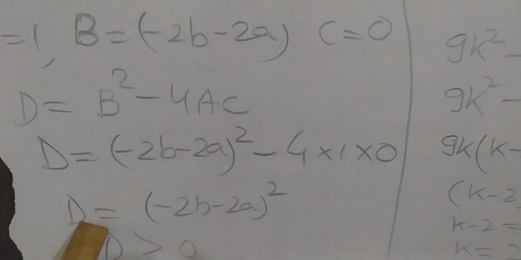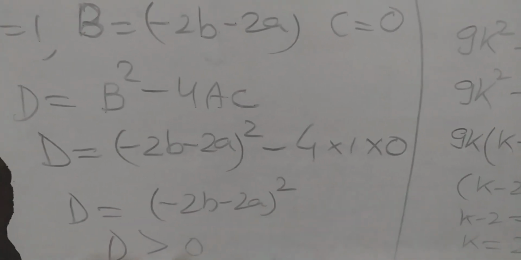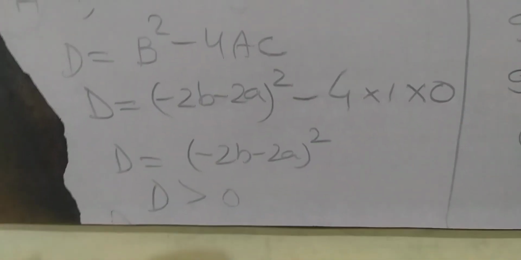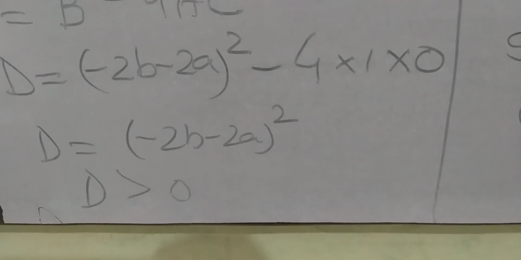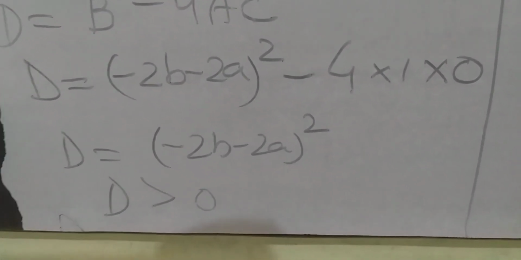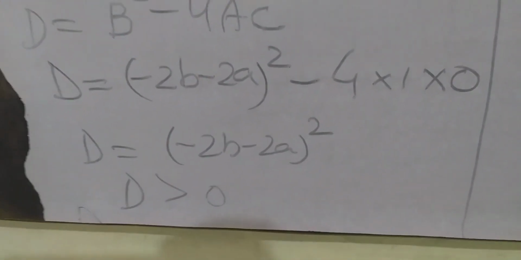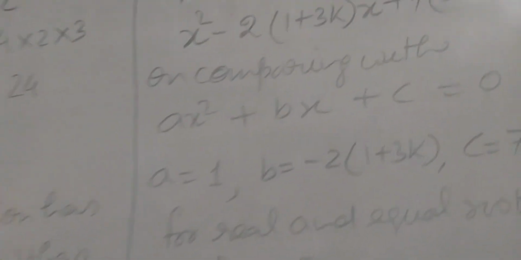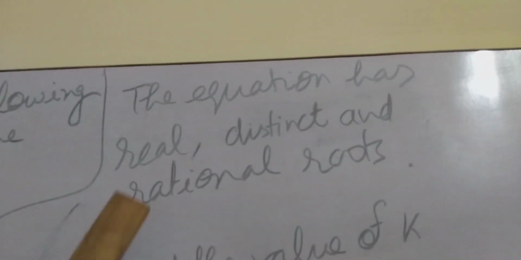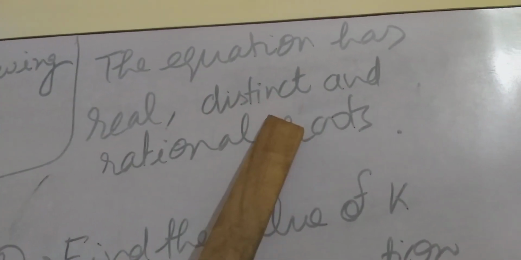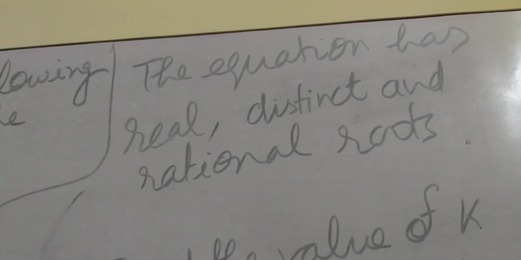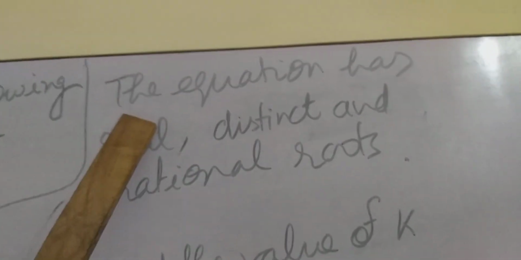So only what value is left? D equals minus 2b minus 2a whole square. It is a whole square, so we can say it is positive, because we know that squares are never negative. So D is greater than 0. Okay, students? Yesterday I told you, if D is greater than 0, then the equation has real, distinct and rational roots. Okay? So remember, when D is greater than 0, then we can write the equation has real, distinct and rational roots.